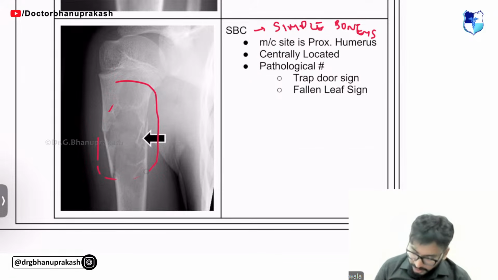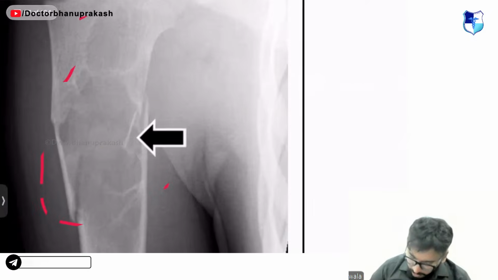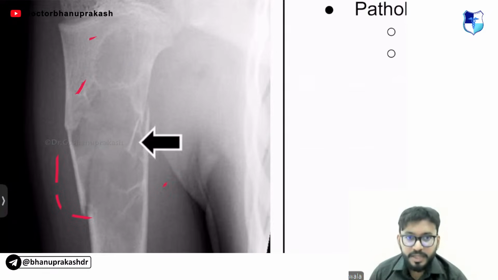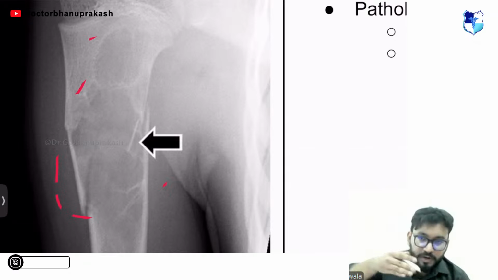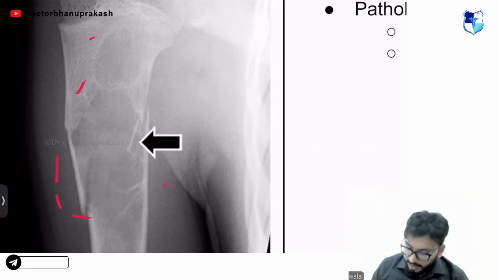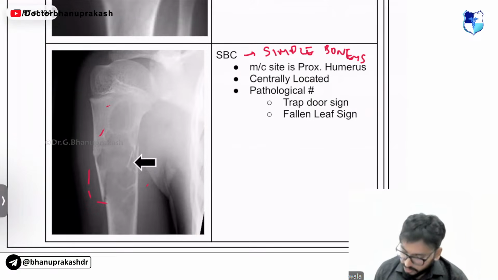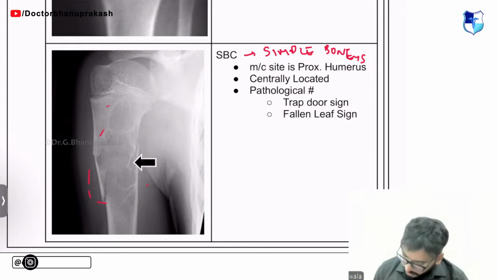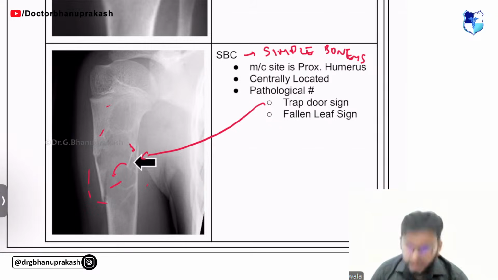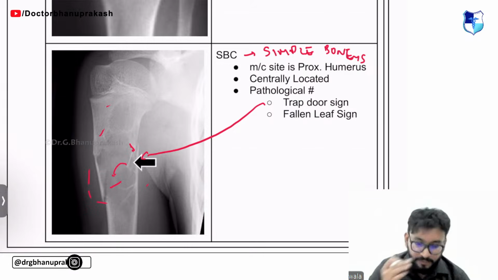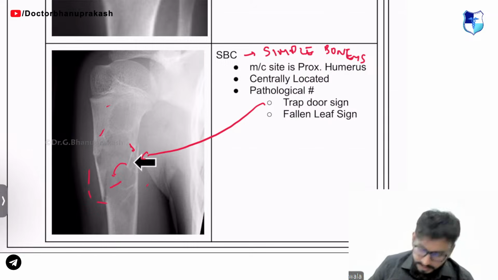Now the arrow is pointing to something. What is the arrow pointing to? The arrow is pointing to this small piece of bone. Can you see, guys? Yes, this is a pathological fracture of the bone, and the bone has moved inwards and is hanging. This is known as a trapdoor sign, guys. And once this breaks from here and falls down, it comes lying here. This is known as the fallen leaf sign.